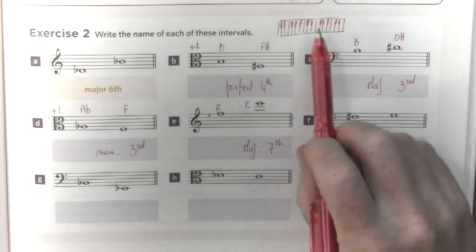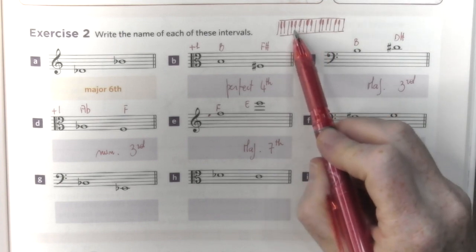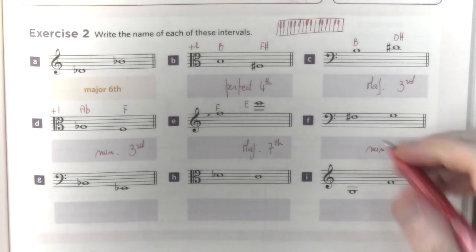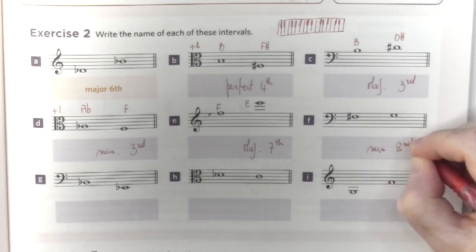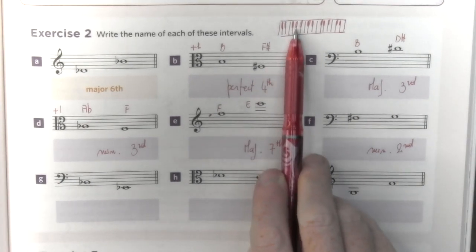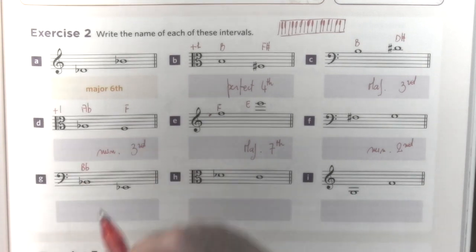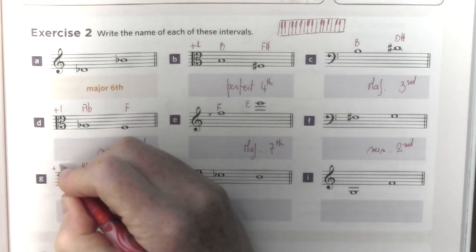Fa sharp sol, that's a semitone. So it's a minor second. A minor second, one semitone. B flat, oh, by the way, the bass clef is treble clef plus 2.